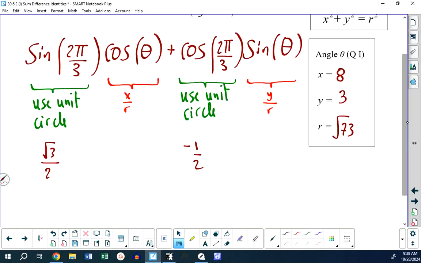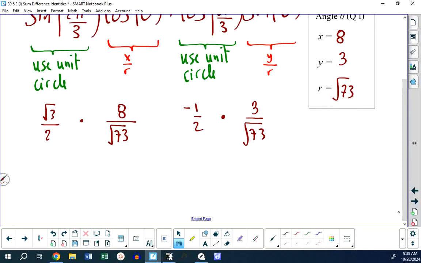So cosine of theta is the x coordinate at theta divided by the r value. Sine of theta is the y coordinate at theta over the r value. There's multiplication signs in here. So this is our answer. This is all we have to do. I get 8 root 3 minus 3, and this is all over 2 root 73.